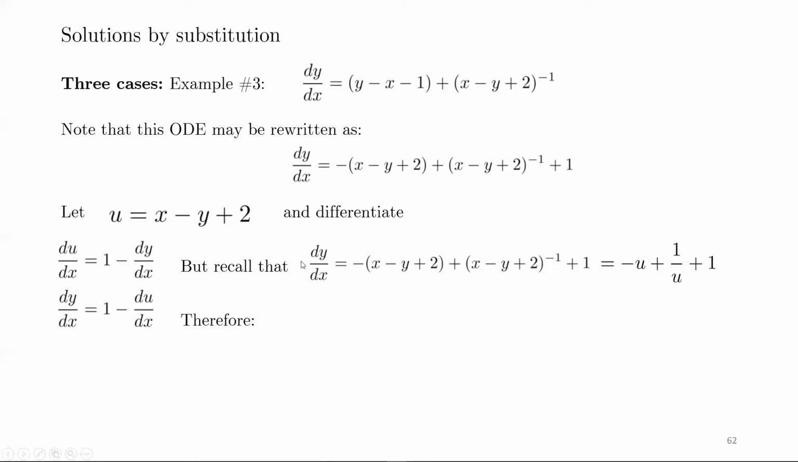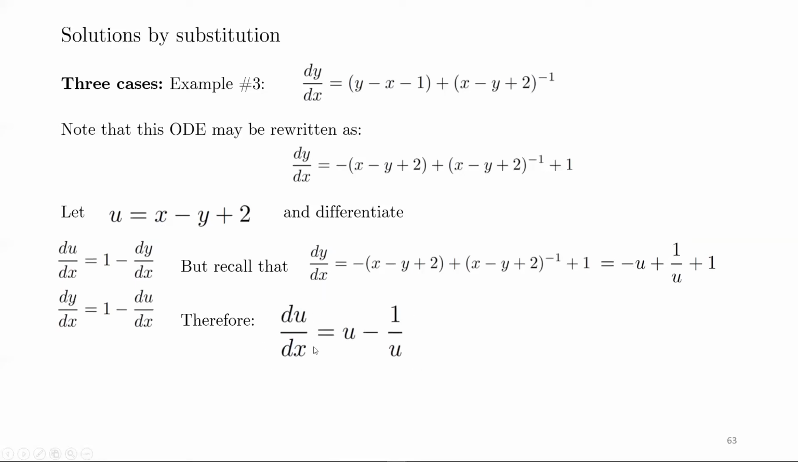So I can write this dy by dx as dy by dx equals negative u plus u to the power of negative 1 (x minus y plus 2 is u), or I can also rewrite that as 1 over u plus 1. So dy by dx equals negative u plus 1 over u plus 1. And so instead of writing dy by dx here, I can write negative u plus 1 over u plus 1.